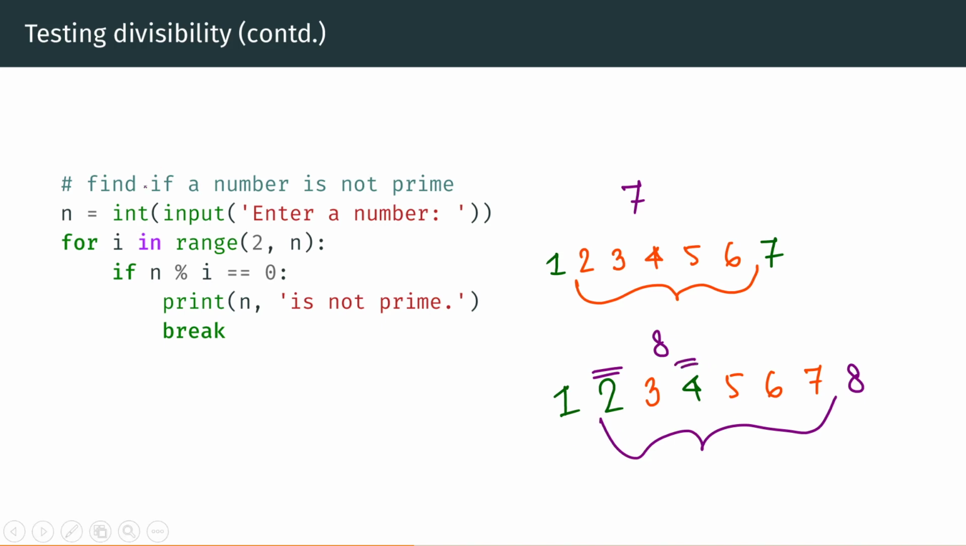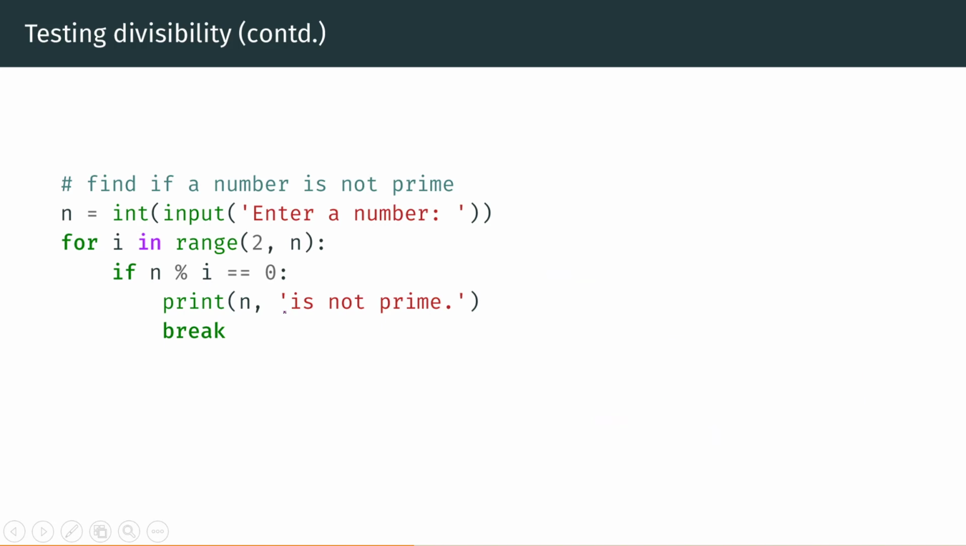So in this example, it's a rather simple example, but what we want to find is if a number is not prime. If you want to find if a number is prime or not, it's a very small change. But in this case, we are trying to find out if a number is not prime. So what we do is we ask the user for a number. Let's say the user enters 7.